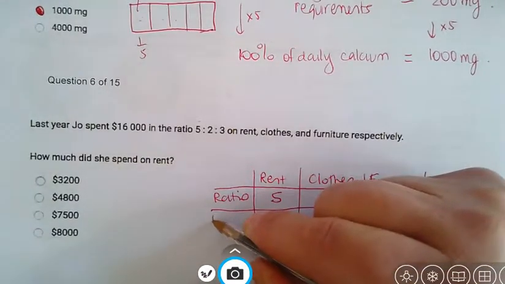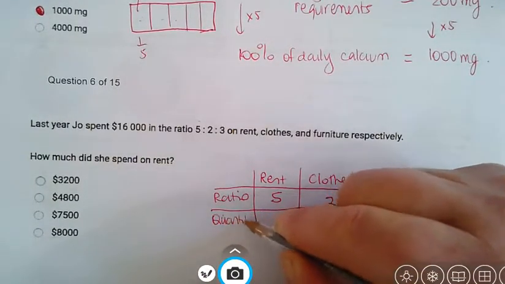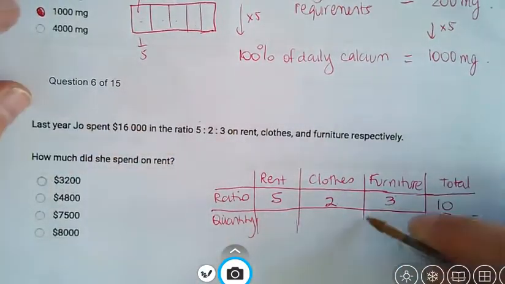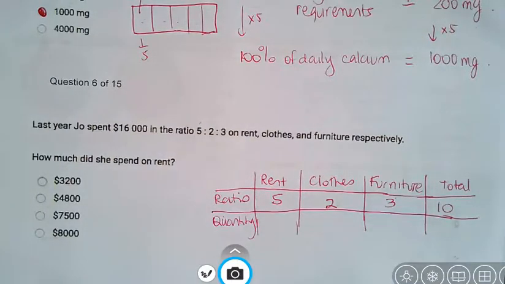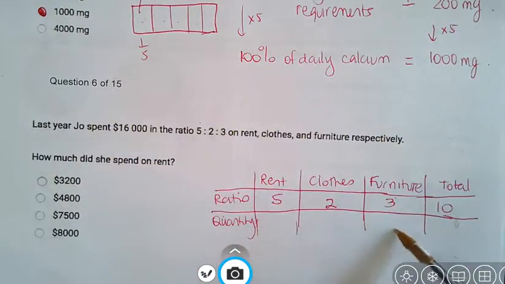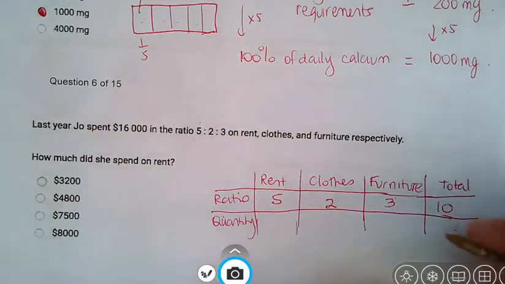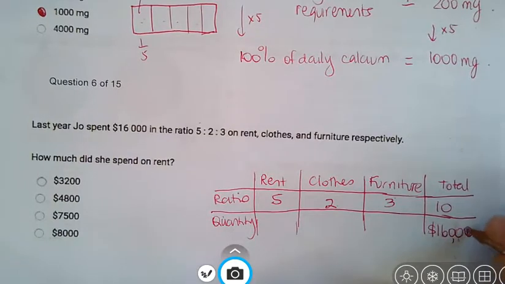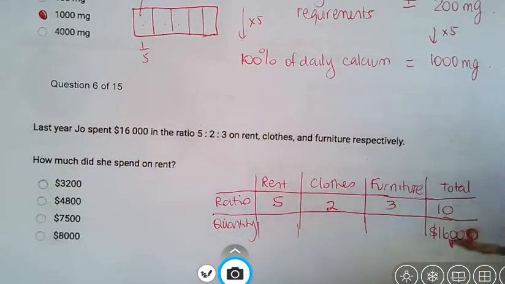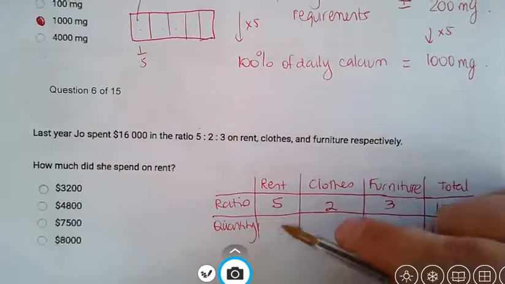Now, then I put quantity on my next row. So I always put my headings, then my ratio, then my quantity. Now it says, how much did she spend on rent? So what does this 10 represent? Where would I put this $16,000? Underneath one of those or for the total? Good. So that's 16,000 on the total. Now 16,000 is 10 ratio parts. What do you think 5 ratio parts is?